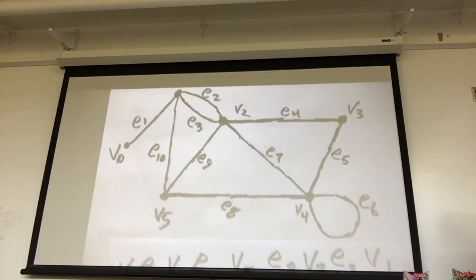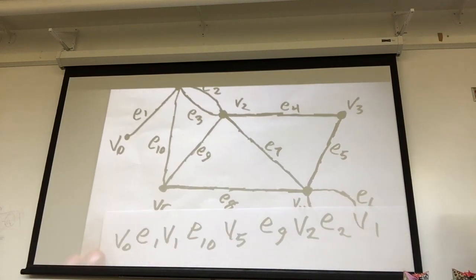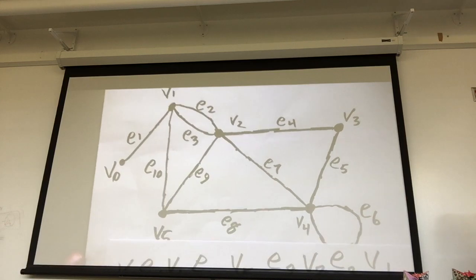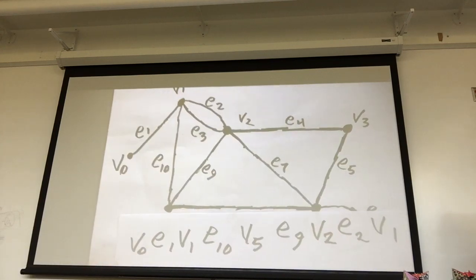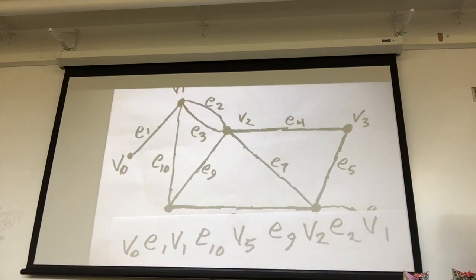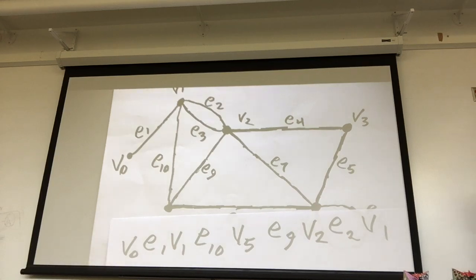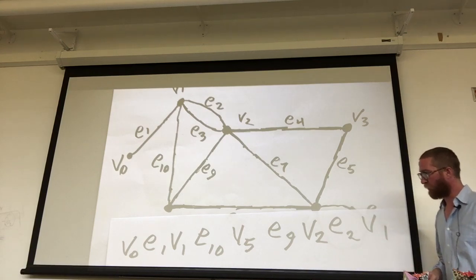So, a little off the screen, but do I go all the way down there? Okay. So let's say, why don't you write that one down? V0, E1, V1, E10, V5, E9, V2, E2, V1. All right, so this is going to be a walk. And now let's look at what our walk is doing.